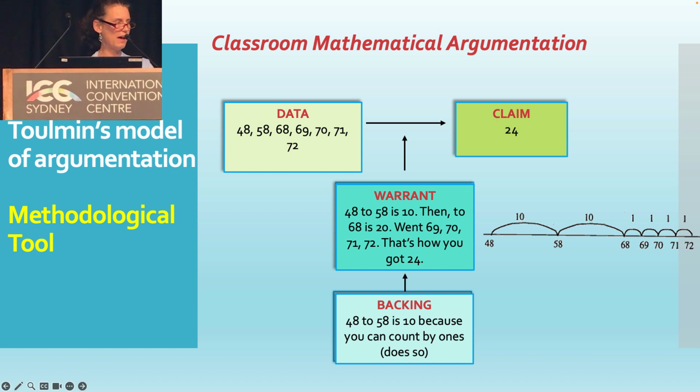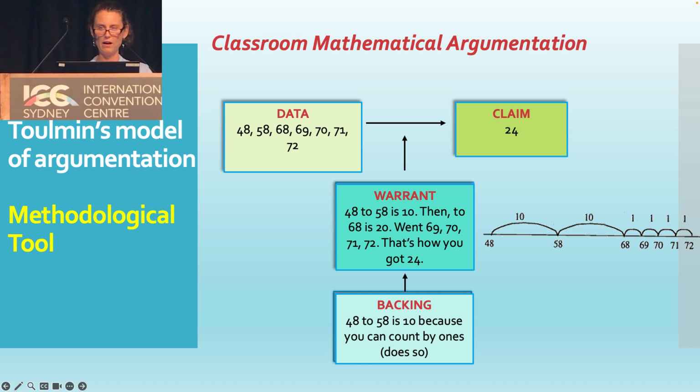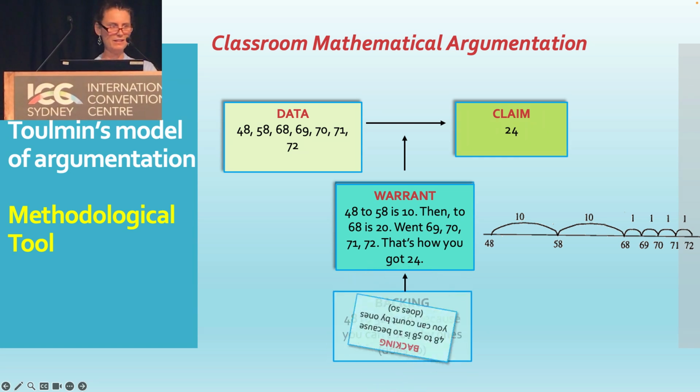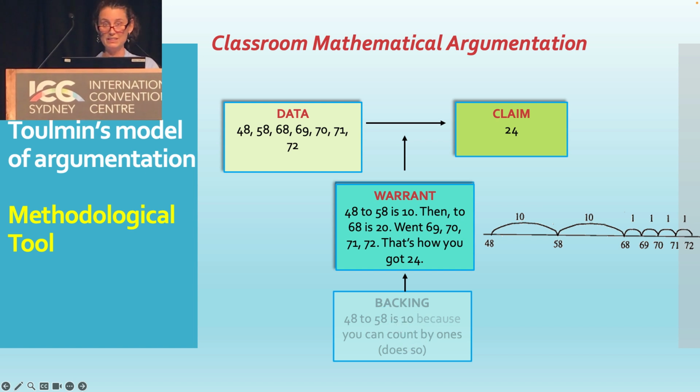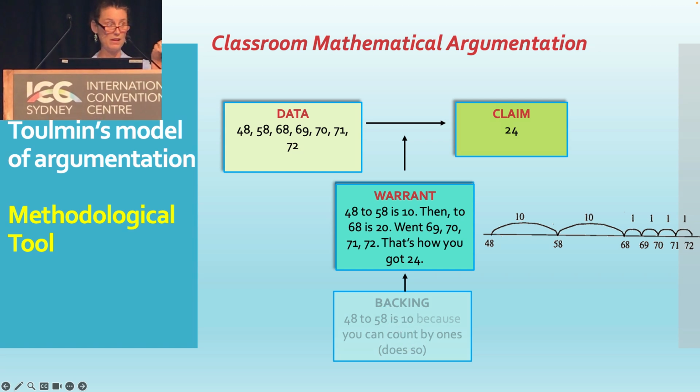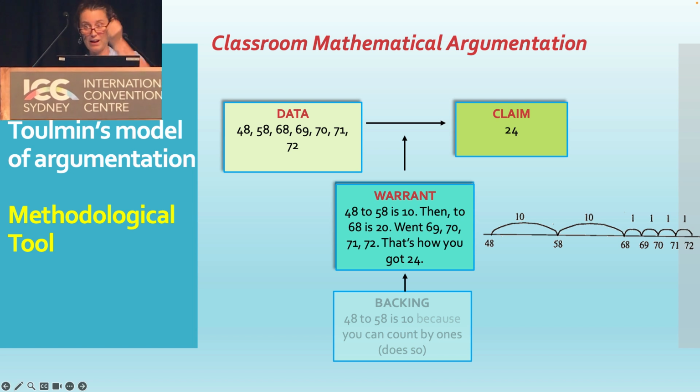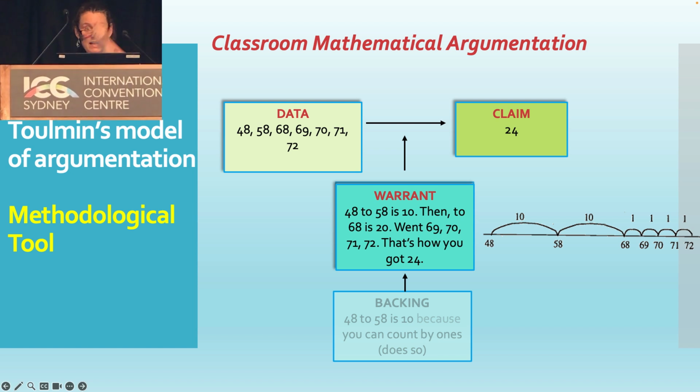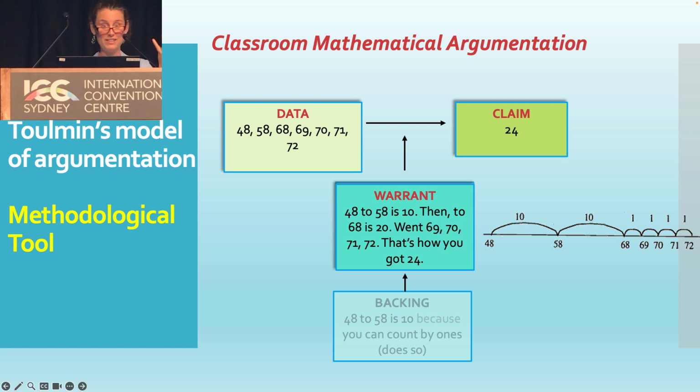And what she noticed, and really contributed to my dissertation work actually, was she started noticing that eventually these backings started dropping out. It was no longer necessary to provide that mathematical validity. So that meant for her, whatever was in that backing had become taken as a shared mathematical idea. You no longer had to justify that from a decade to another is 10 things, a quantity of 10.